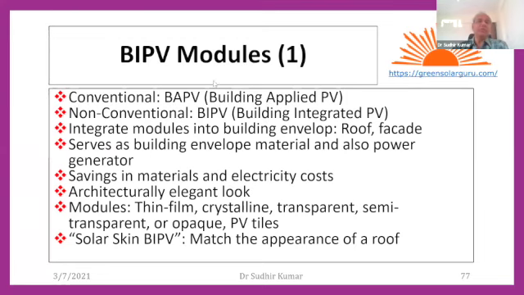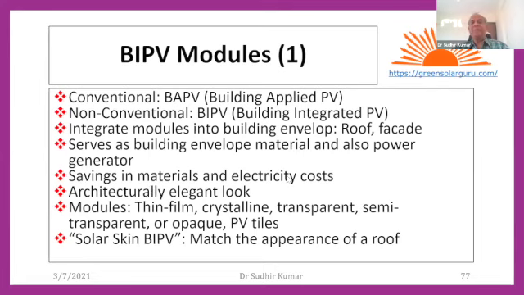Now BIPV modules. Normal modules are called building applied photovoltaic. Building applied photovoltaic means what? On the building you just put it. That is building applied. But if you integrate the module, where the roof itself is made of solar modules, then it is called a BIPV, building integrated PV, photovoltaic module. So what is the advantage?